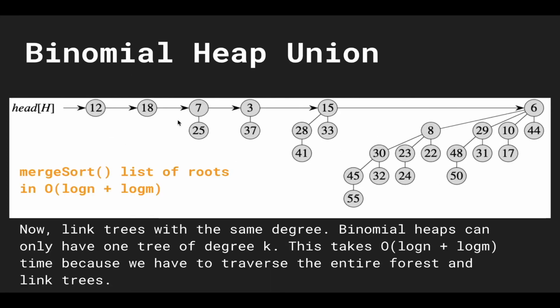So now let's perform the first link. We're going to go from left to right and traverse this forest. We see we have the first two nodes, 12 and 18, with the same degree 0. So let's link them together and create a binomial tree of degree 1.